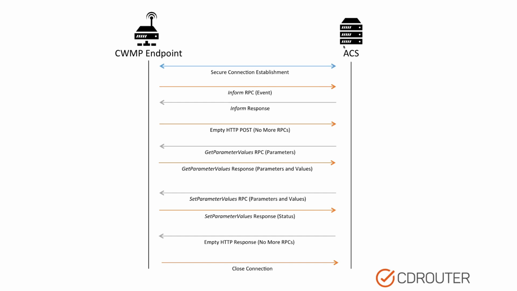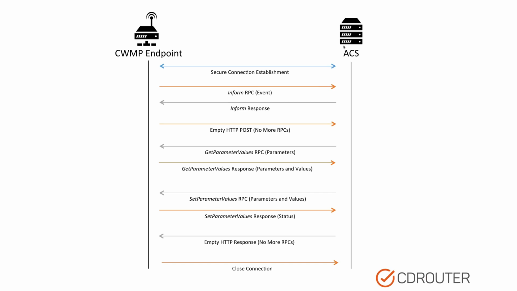Verifying the inform itself. So every TR-69 session starts with that lower layer establishment, and then the very first message sent from the CPE or the CMP endpoint to the ACS is the inform RPC, and it contains an event that describes why it is that it's connecting. And then the ACS gives a response. And once that has proceeded, the TR-69 session is now open.